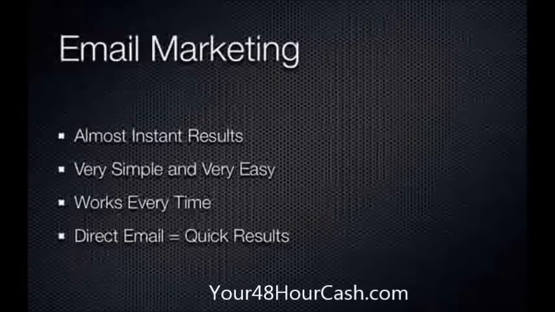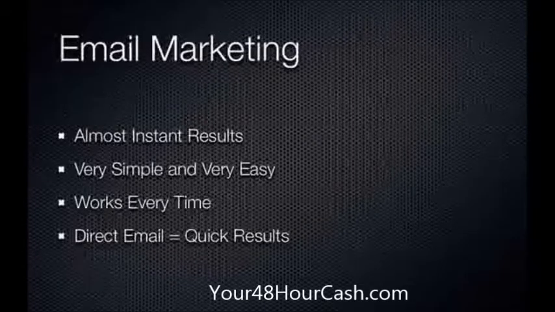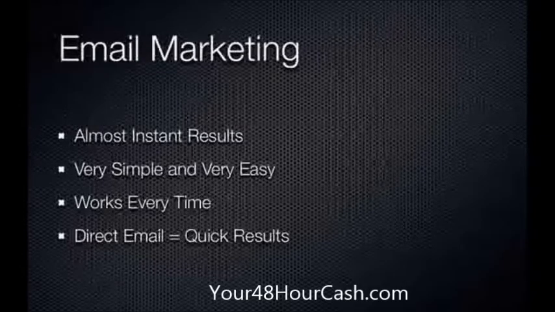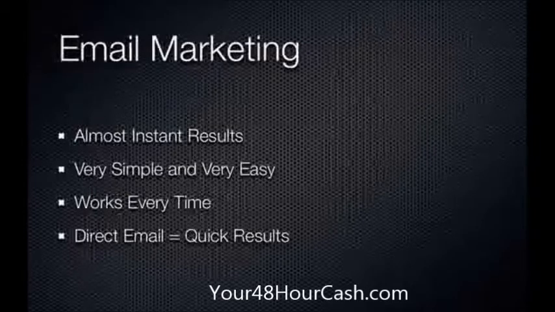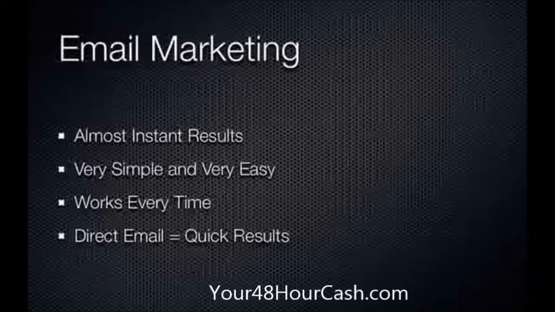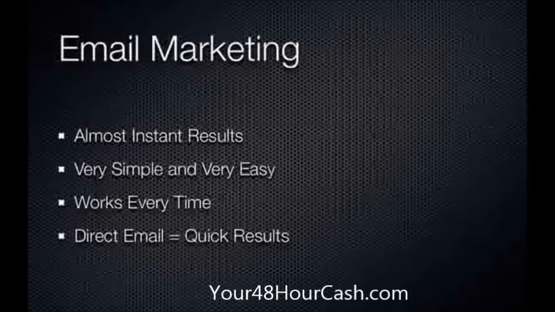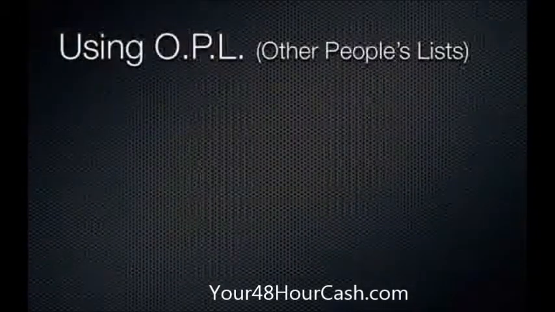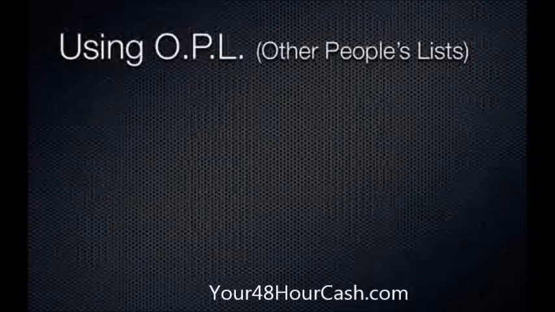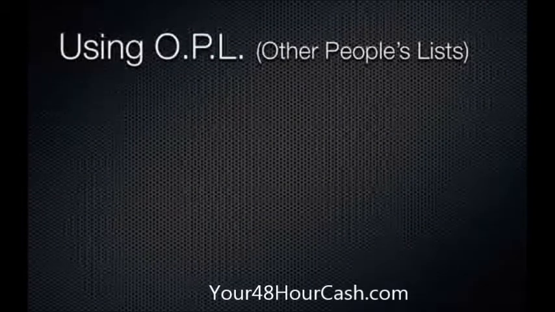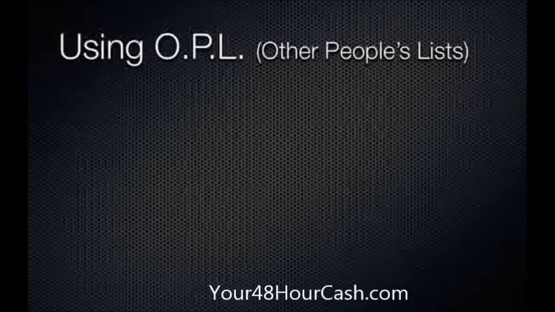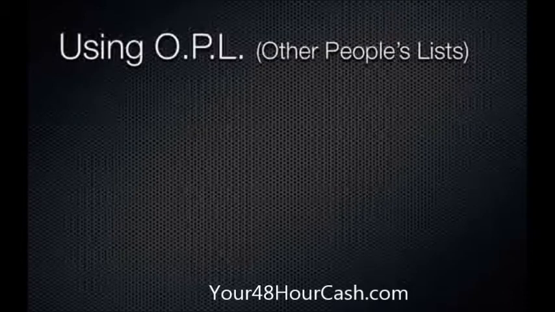Now, by this time, you might be saying, Vic, it makes sense, but I don't have a list. How can I email people if I don't have a list? That's a very good question. With the 48-hour cash machine, how I do it, and this is really cool, and perhaps you haven't heard about this method yet, is we're going to use OPL. It's other people's lists. How cool is that? Even if you don't have a list of your own, even if you don't have an autoresponder, you can still make a ton of money by doing this, because we can use other people's lists.